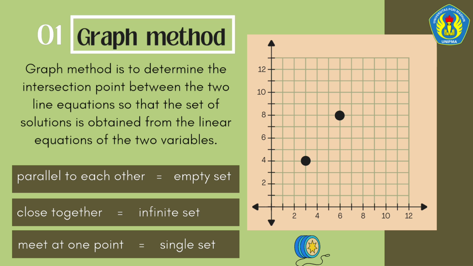The solution set has several solution vectors. If the equations of two lines are parallel to each other, then the solution set is an empty set. If the equations of two lines coincide, then the set of solutions is infinite. And if the equations of two lines intersect at one point, then the solution set is single.